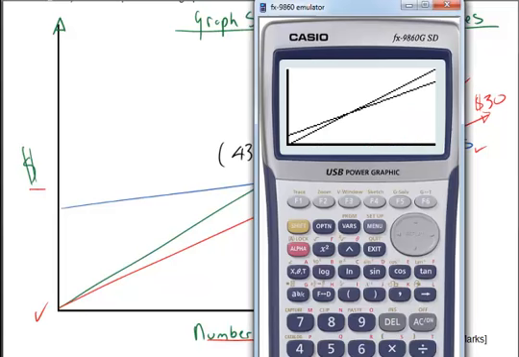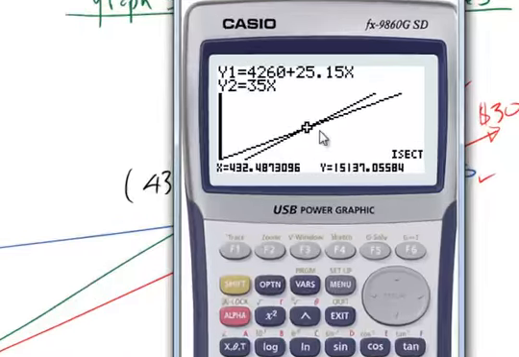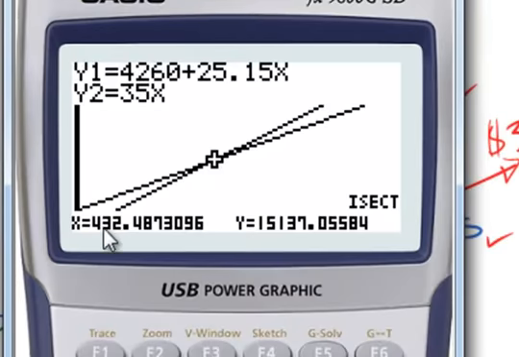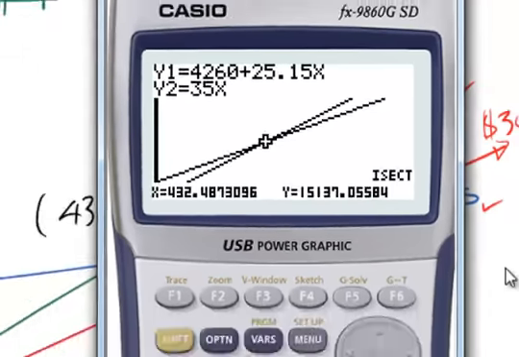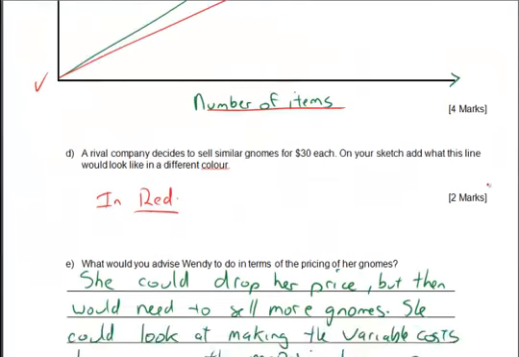So on the calculator, you've got your graph, just go gsolve, intersect, and it traces it and draws it there. It gives you an X value of 432.48, that's what you worked out before, and your Y value is 15,137.06, and that is how much money you get at that stage. That's your income.